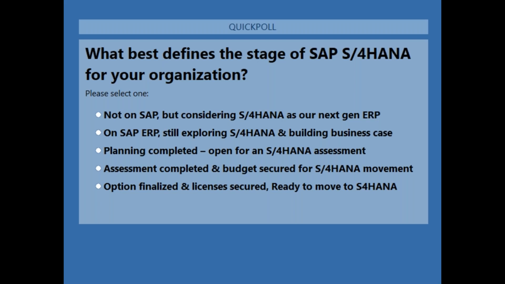All right, so we have captured the responses, and what I see is 33% of people are on SAP ERP, and they are still exploring SAP S4 HANA as a solution. 33% also have optimized and finalized, licenses secured, and they will be initiating the implementation. There are other two sets of 17% each. One says not on SAP, but considering S4 HANA as our next gen ERP. And then the balance 17% saying that planning is completed and open for an S4 HANA assessment. So that's the outcome of this poll. And Nitin, I pass the mic back to you.